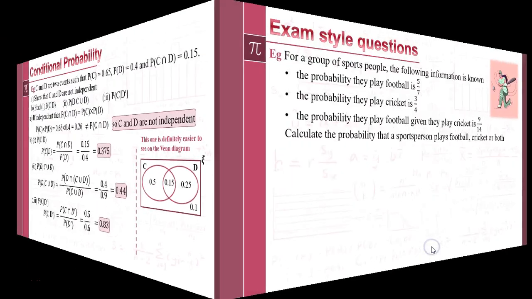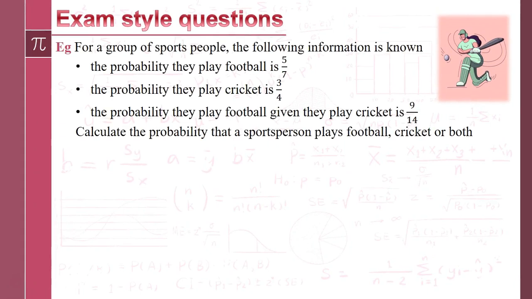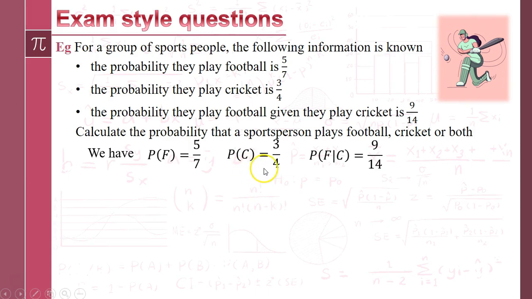On we go, and let's have a look at an exam style question. This is similar to what you might get in an exam, but kind of a bridge. I just picked out the relevant part to what we're talking about here. We've got some information about probabilities. Let's first of all have a think about what we've got. We've got the probability to play football, the probability to play cricket, and the probability to play football given that they play cricket. The first thing is we want the probability that someone plays football, cricket, or both. What is that in terms of our set notation? Hopefully we're able to realise that we're looking for F union C.